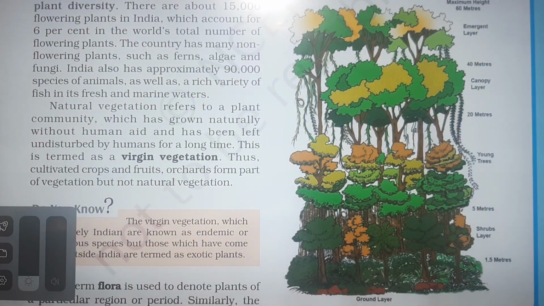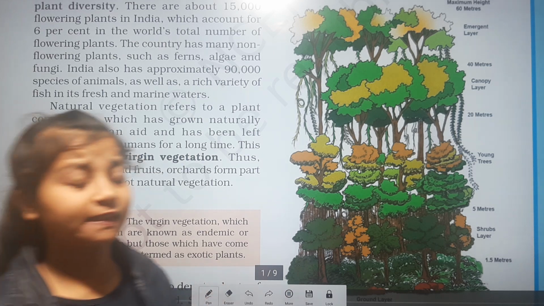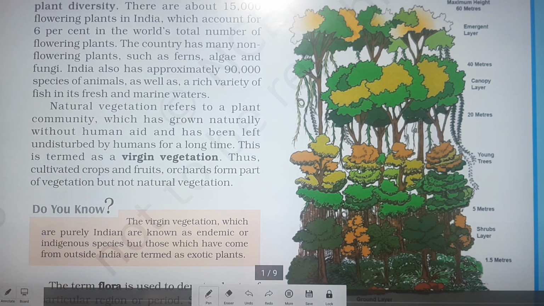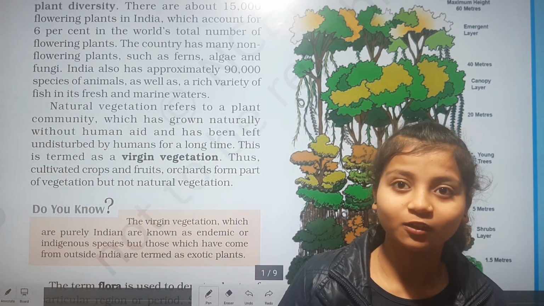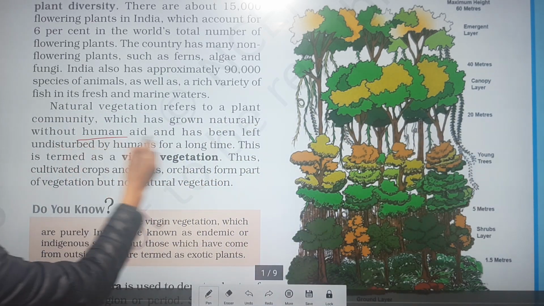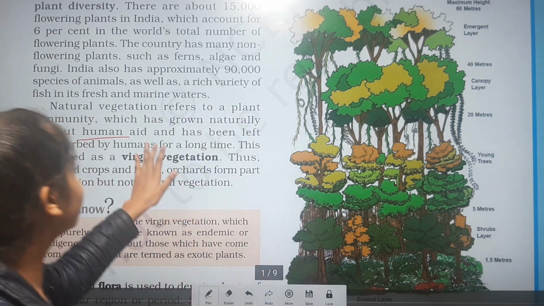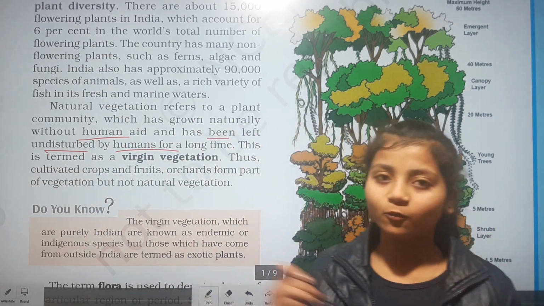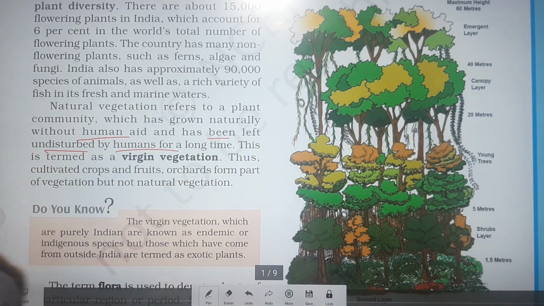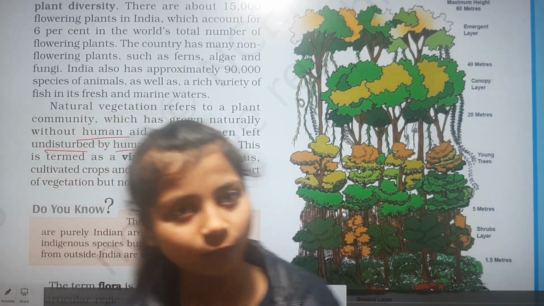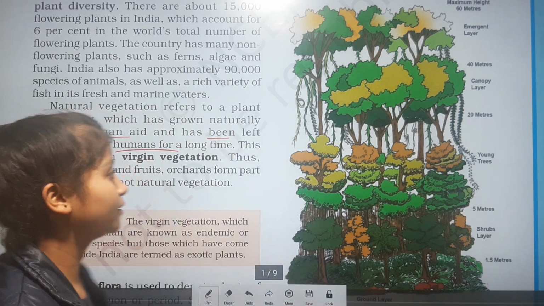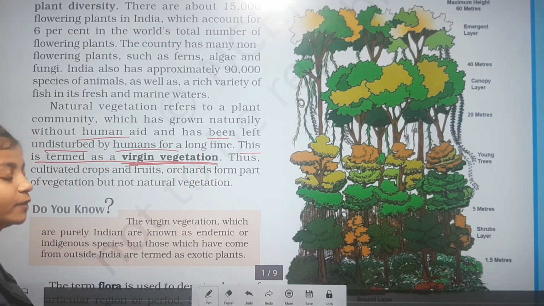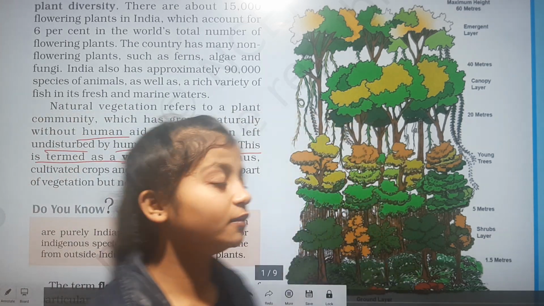So natural vegetation refers to a plant community grown naturally, with the help of nature, not by humans. It is without human aid and has been left undisturbed by humans for a long time. Humans do not take care of the plants; they grow naturally with the help of rainfall and natural conditions. This is termed virgin vegetation, the common term used for it.